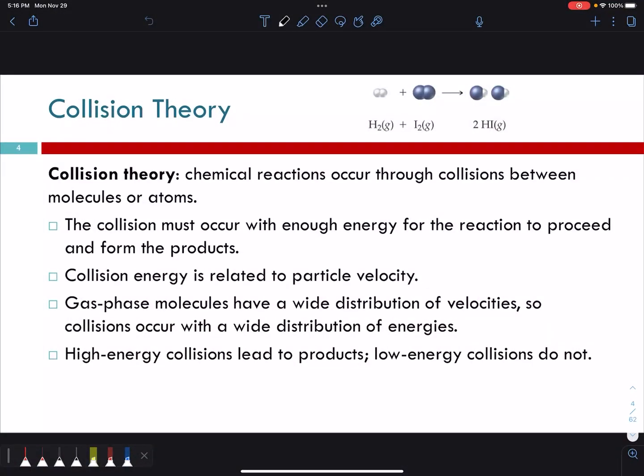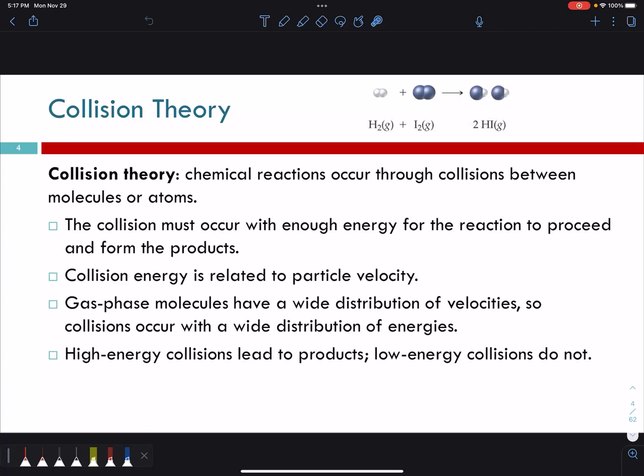Collision theory states that chemical reactions occur through collisions between molecules or atoms. So if you have hydrogen and you have iodine, they're not going to react unless they collide with each other. One of the things that mediates how fast our reaction proceeds is how often the molecules we're interested in run into each other.